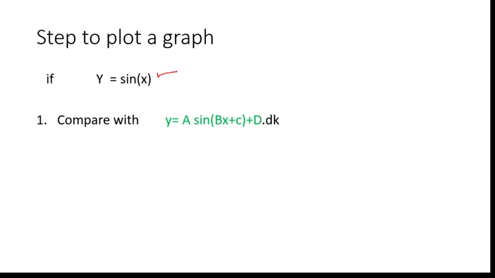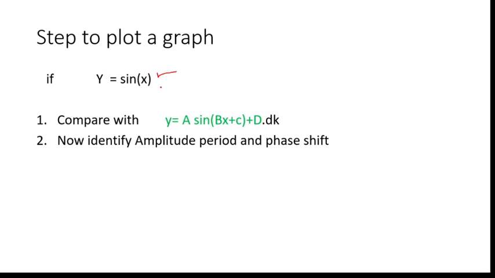So step 2, plot a graph. Which steps do we follow to graph a sine function? If we have a function like y is equal to sine x, first of all we compare this given function with the general form. When comparing with the general form, we notice our amplitude is just 1, and our phase shift is 0 to the left and right, because in this case c is 0. The value of b is 1, and the vertical shift is also 0.